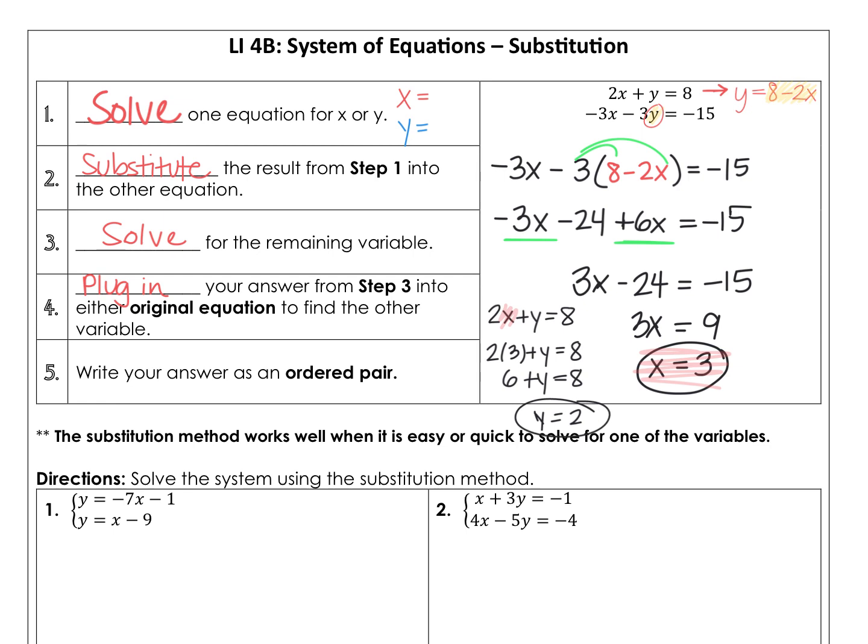Okay, so your final answer here is, what's my x? 3. 3, 2. That's your final answer. Then and only then are you done. We'll put it at the top so it's kind of hard to see.